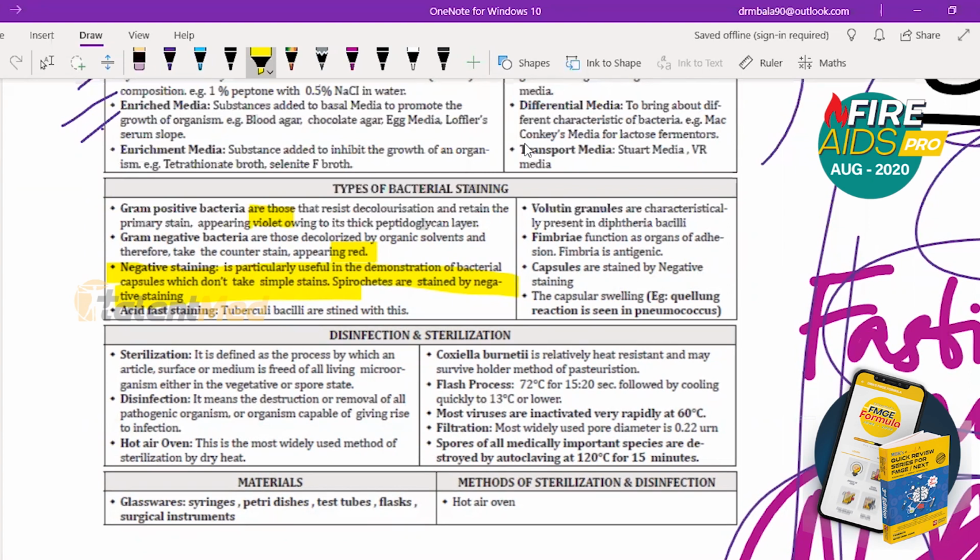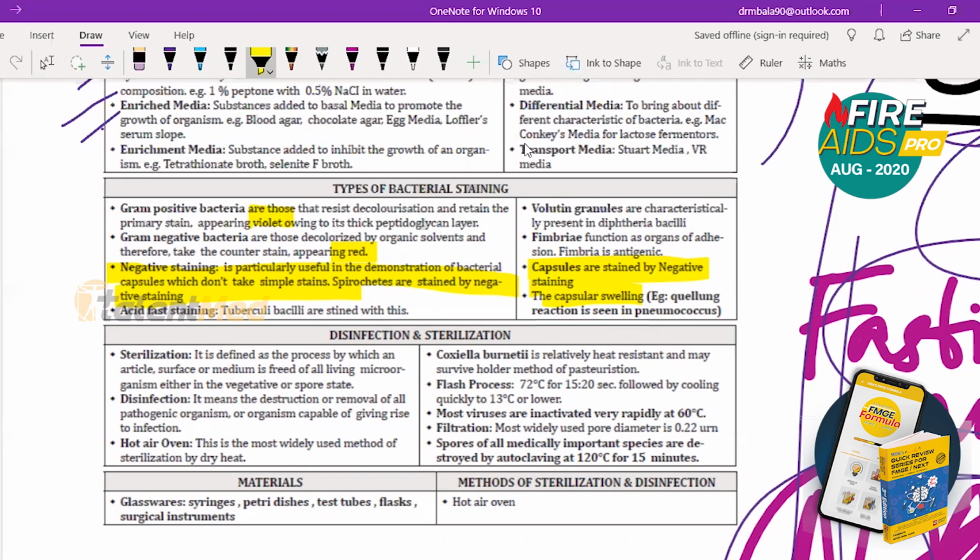Gram positive and gram negative are older questions. I don't think so in future, very less chances of that question being asked. So you need to know, as I said, capsules are stained by negative staining. When you stain and see, sometimes the capsule can be swollen. If the capsule is swollen, that is called the Quellung reaction, which is seen in pneumococcus.